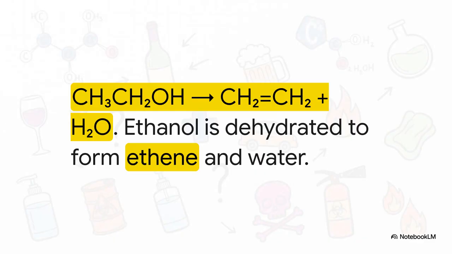So here's the transformation. The ethanol molecule loses an H and an OH group, which just snap together to form water. But now, the carbon atoms they left behind are kind of unstable. To fix this, they form a new, stronger double bond between themselves. And just like that, they've transformed the molecule into a completely different compound, ethene.